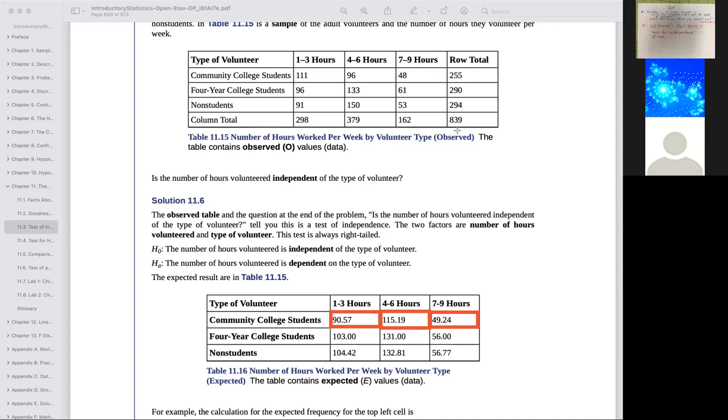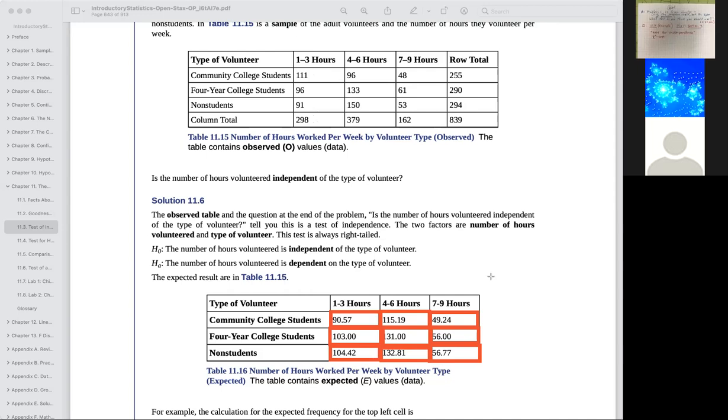379 out of 839 volunteered 4 to 6 hours. So among the community college students, if you take 379 divided by 839, you get 45.2%. Multiply that by 255 community college students, and you get that you should have 115.19 community college students volunteering 4 to 6 hours. So these numbers in this table are the numbers you'd expect from the proportions that you have in the original totals: community college students, four-year students, non-students, and volunteering 1 to 3 hours, 4 to 6 hours, 7 to 9 hours. That's how you construct these 9 numbers that I've outlined in red.